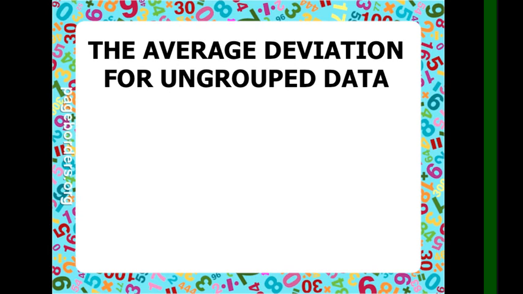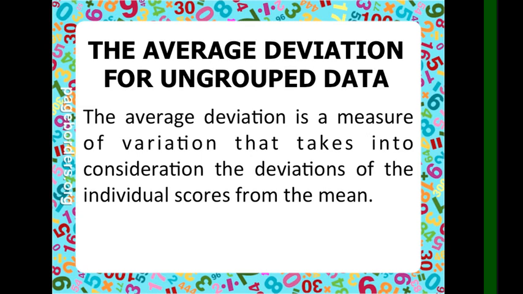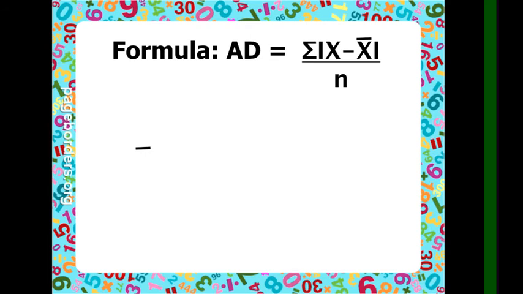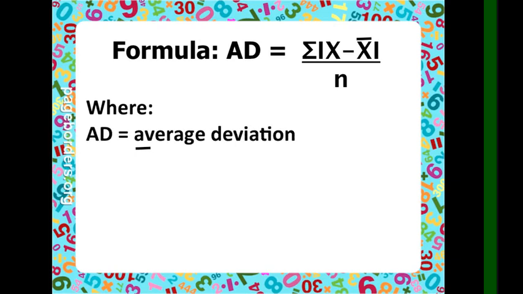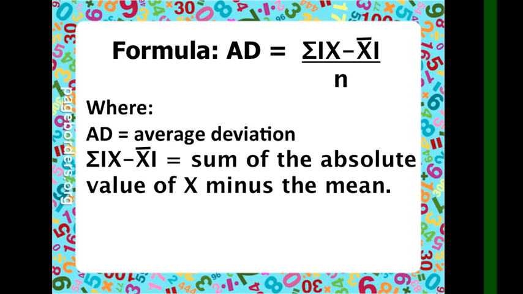Next, the average deviation for ungrouped data. The average deviation is a measure of variation that takes into consideration the deviation of the individual scores from the mean. Or in short, it is the average. It has a formula: AD, the average deviation, equals the summation of the absolute value of x minus mean over n, where AD is the average deviation, the summation of the absolute value of x minus the mean is the sum of the absolute value of x minus the mean, and n is the sample size.